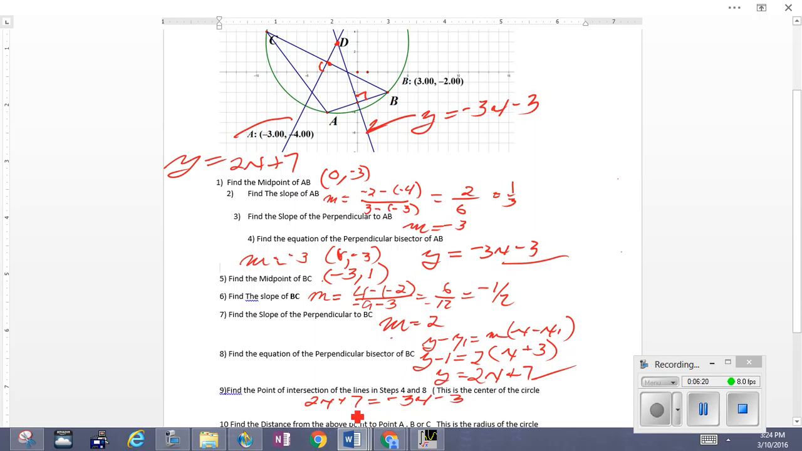So that means add 3x to both sides, which gives us 5x, and add 7 to both sides, which gives us 10, which says the x value is equal to 2. The x value of the point of intersection is 2. If I take that x value and go back into either one of these equations, I get my y value is 2 times 2, which is 4.